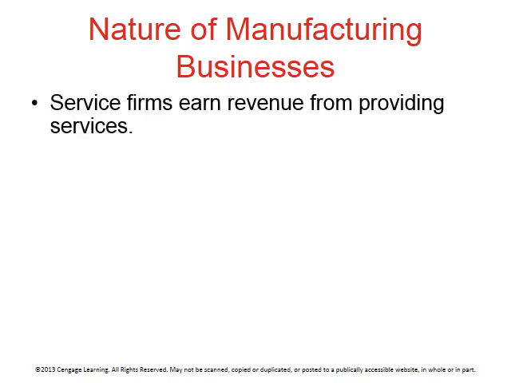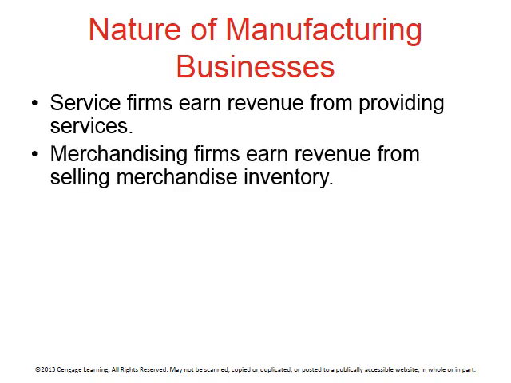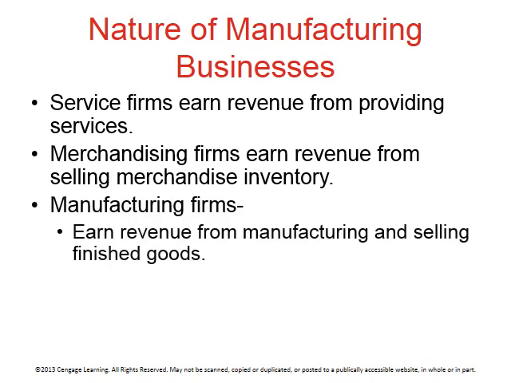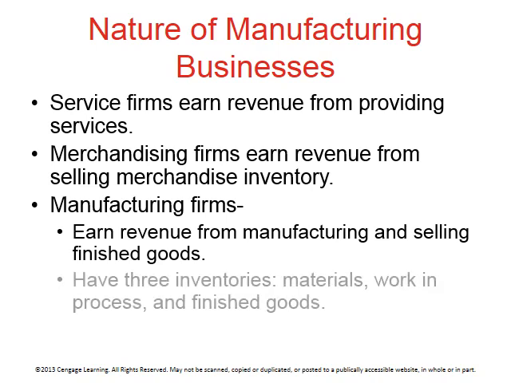So a review from the past. So service firms would be like your Delta Airlines, who provide a service of flying on their airplanes. So the service firms earn revenue from services. Merchandising firms sell inventory. So that would be Walmart. They sell you merchandise from their inventory. And a manufacturing firm, they manufacture and sell goods. So General Motors manufactures cars and they sell them to you.